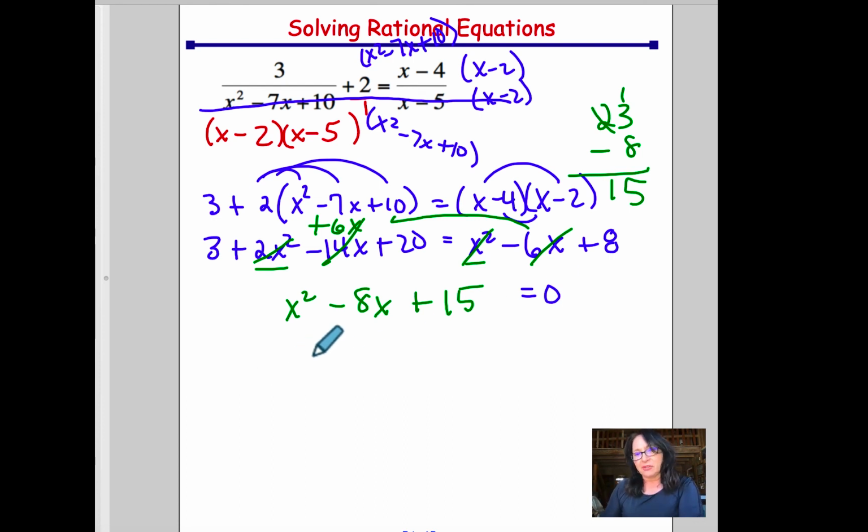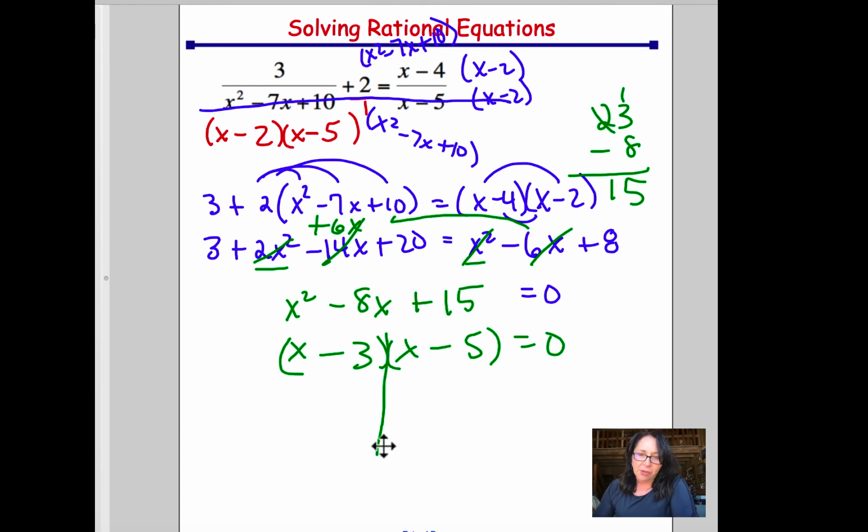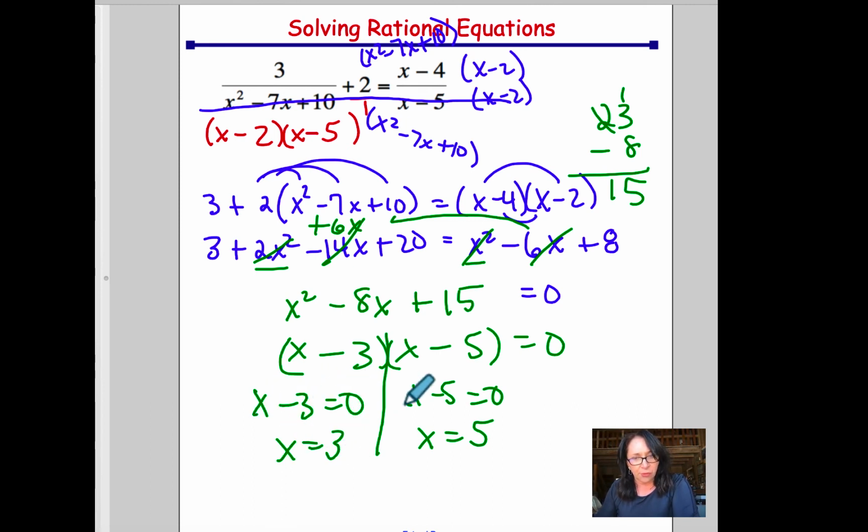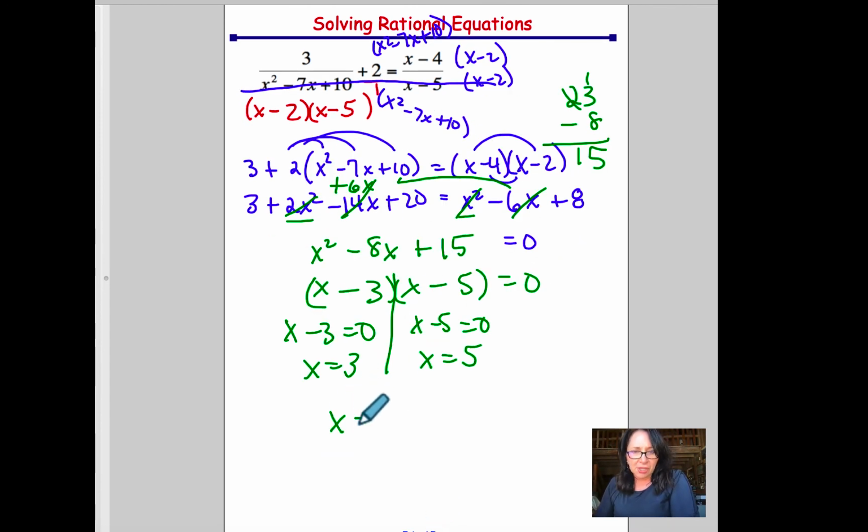So now I just have to solve, and this is going to factor to be x minus 3 and x minus 5, so that when I split this up, I'm going to get x minus 5 equals 0. I get x equals 5. x minus 3 equals 0. x equals 3. And so therefore my two solutions are going to be 3 and 5.